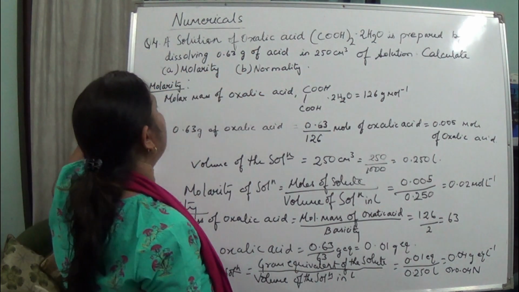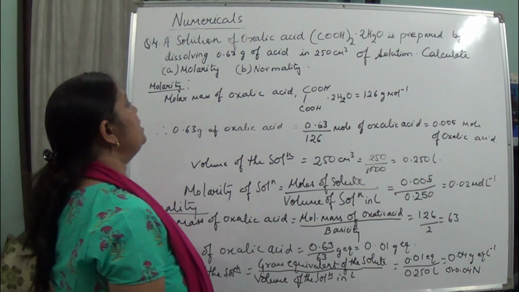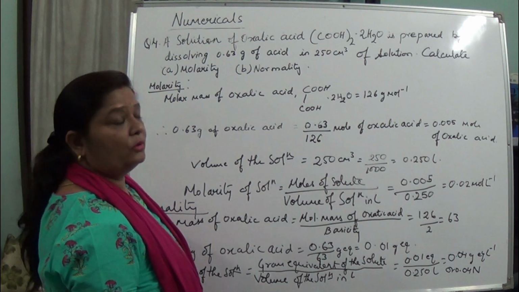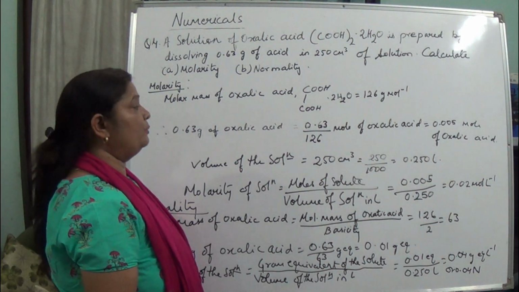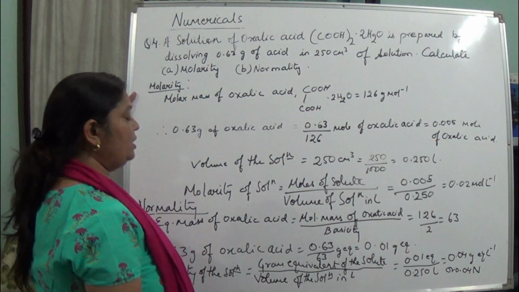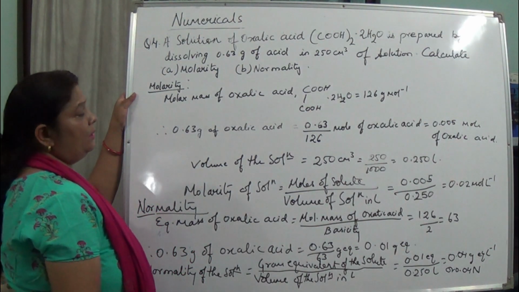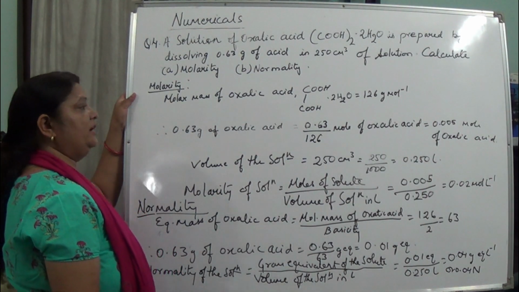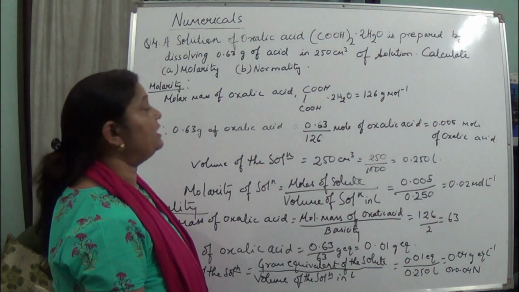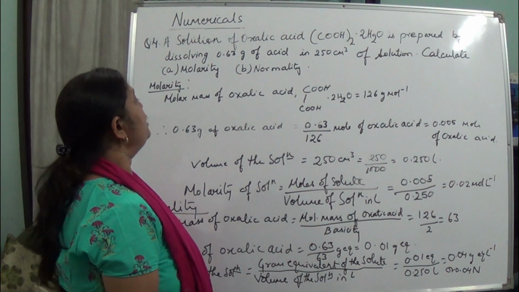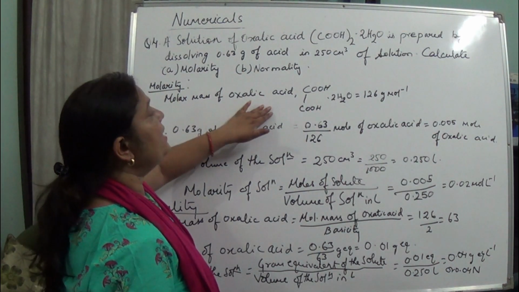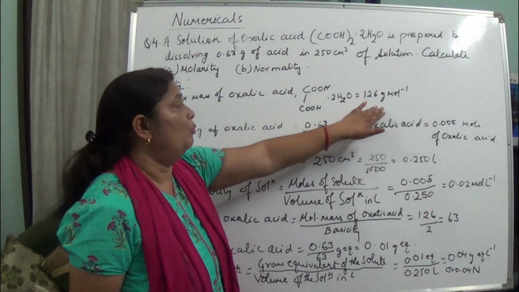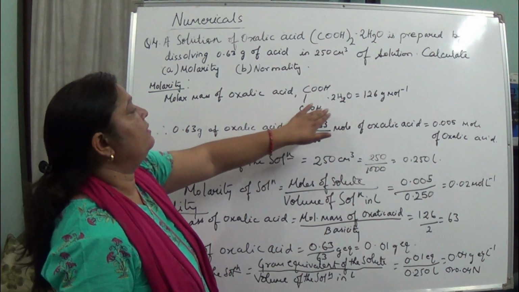So first we will be calculating what? The molarity. For molarity, you all know its formula: number of moles of solute upon volume of solution in liters. So here you have to take out the number of moles. For that, first we need to calculate the molar mass. The molar mass of oxalic acid is how much? 126 gram per mole.